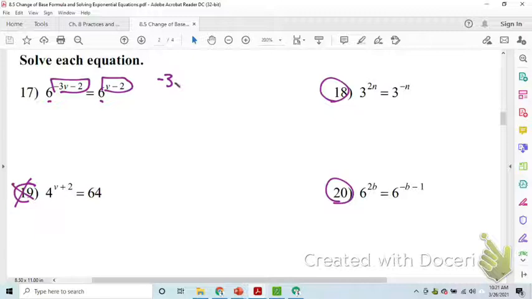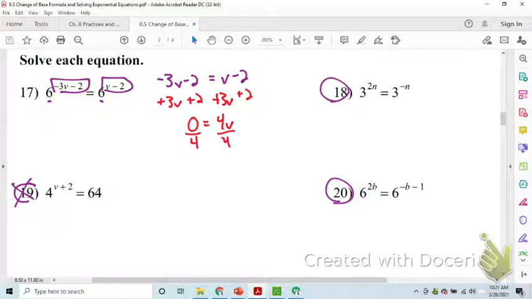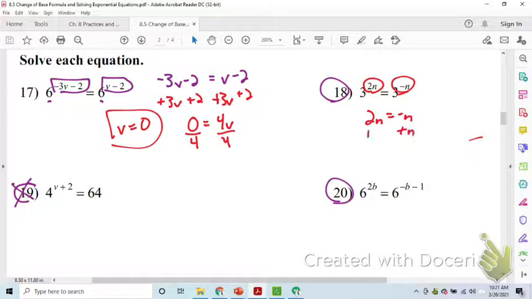So it'd be negative 3v minus 2 is equal to v minus 2. All you have to do is solve that equation. No logs, not really even calculators necessary, because we're going to add 3v to both sides. We can even add 2 to both sides. We get 0 is equal to 4v, divide both sides by 4, and we get v is equal to 0. Unfortunately, it's going to happen a little bit today, because here we should get the same answer when we set those equal to each other. 2n is equal to negative n. We add n to both sides. We get 3n is equal to 0, so n is equal to 0 again there.